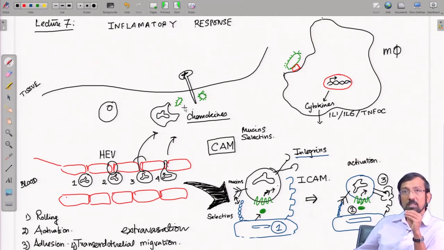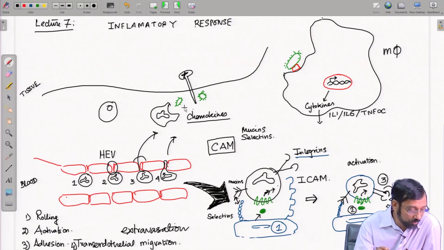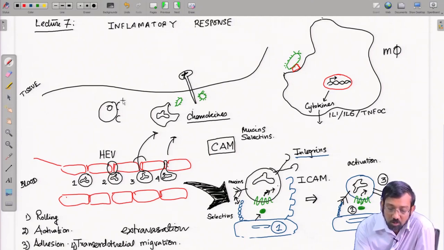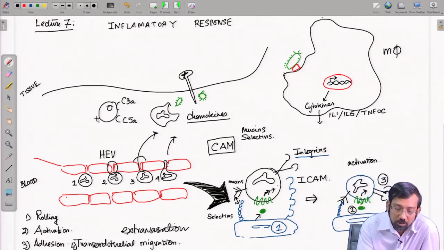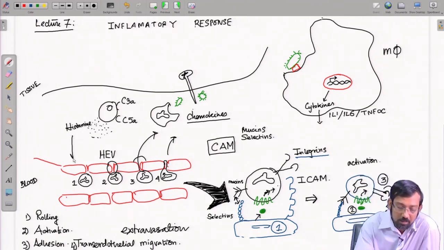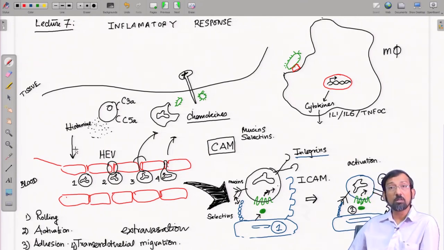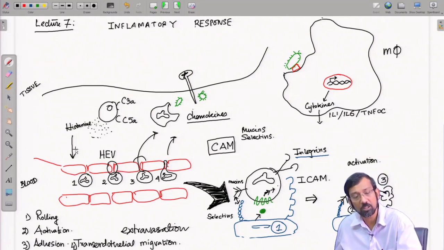So, there are complement cleaved products like C3a and C5a, which can also act as chemoattractants. They can go and bind to the surface of the mast cells, and they can also lead to the degranulation of the mast cells, leading to release of histamine. And what is this histamine doing? It is increasing the vascular permeability, and by that it is allowing more transendothelial migration. So, this transendothelial migration is more facilitated.